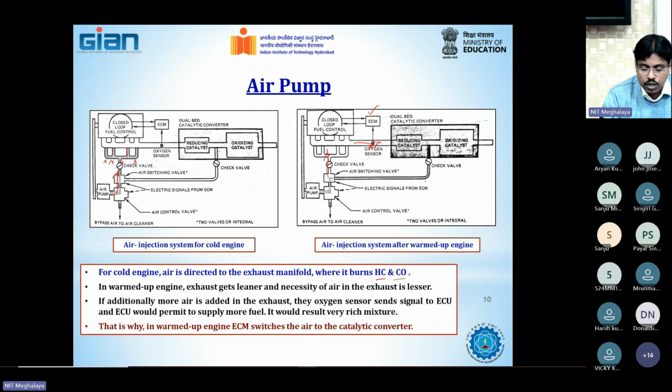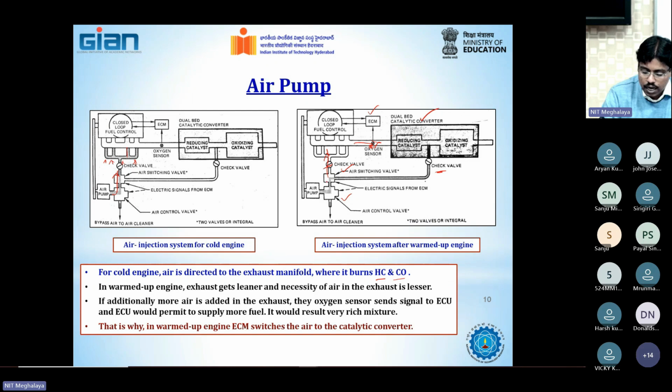So you do not require the rich mixture in the combustion chamber, because this will deteriorate the engine operation. That is the reason why, when engine speed and load increase, the ECM gives a signal to this particular air control valve as well as the air switching valve, to close the check valve which is allowing the air to go to the exhaust manifold. Rather, you open the other check valve which is connected with the catalytic converter.